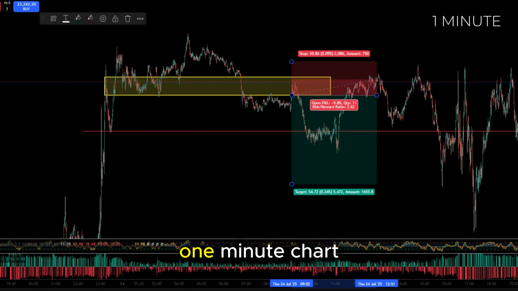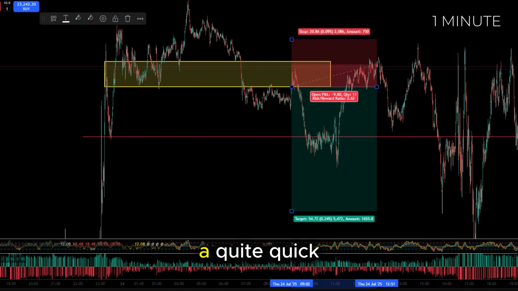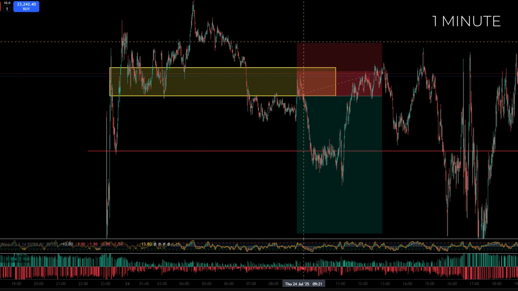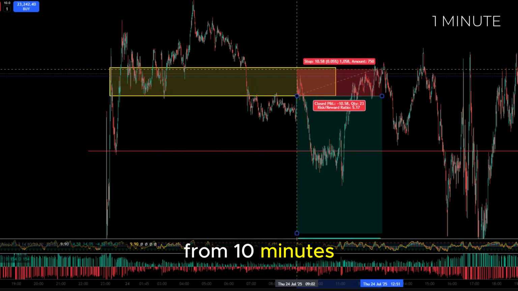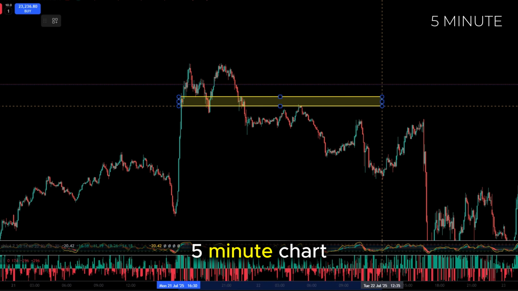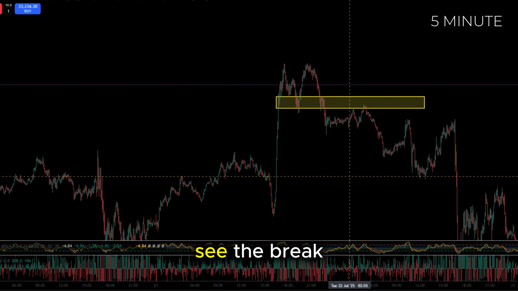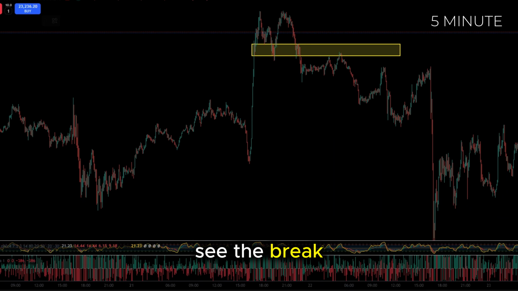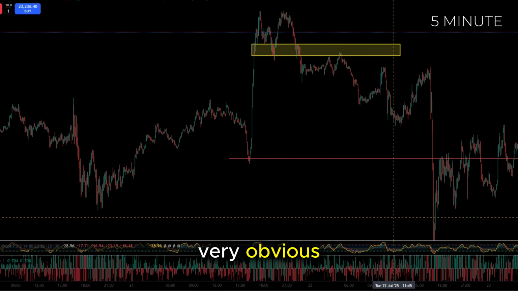Okay, so this is the 1 minute chart. Of course, this would be a quite quick trade. It can take anything from 10 minutes to 40, 50 minutes, as you can see. This is the 5 minute chart. As you can see, the break and retest is very obvious.